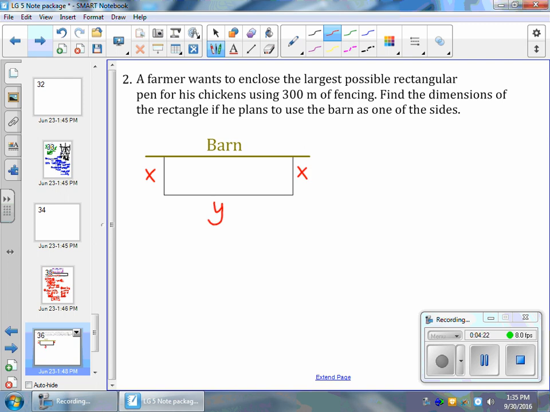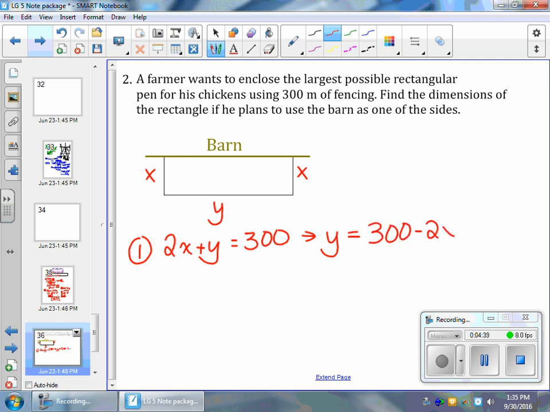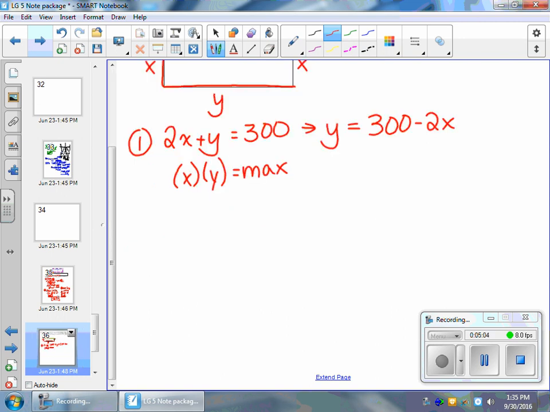If he's got 300 meters of fencing, then my equation must be 2x plus y equals 300, right? We're talking perimeter there. Right away, we can easily solve for one of our variables, which would be y. That would be 300 minus 2x. The question is saying he wants the largest possible pen. If we're talking about the largest possible room, basically we're talking area, right? So the area of this rectangle is going to be x times y, and again, we want the biggest area possible. So let's plug in our values.